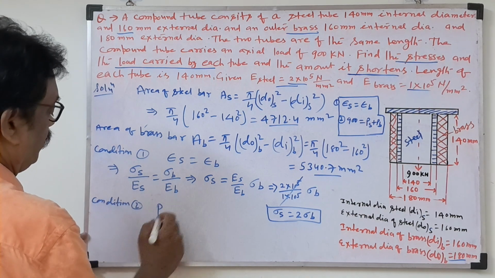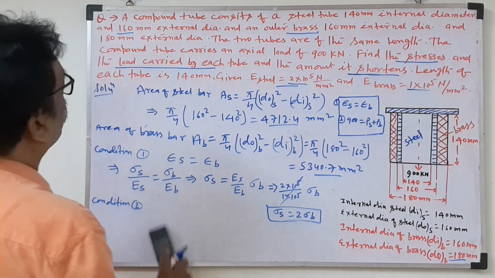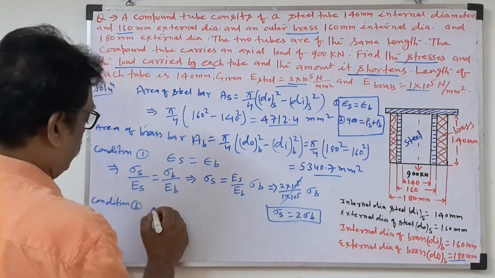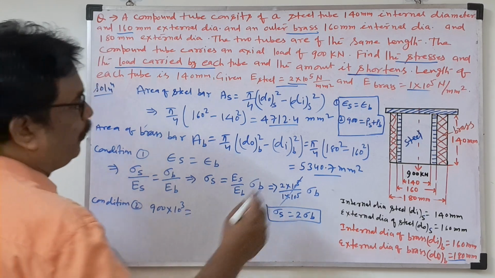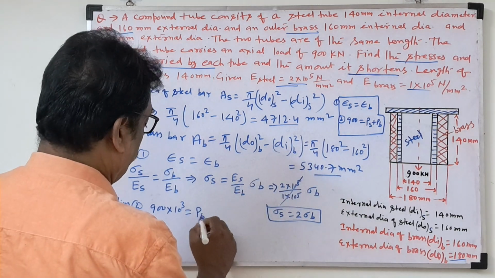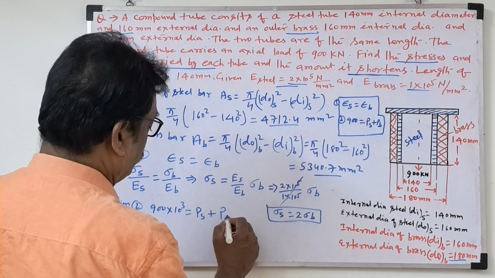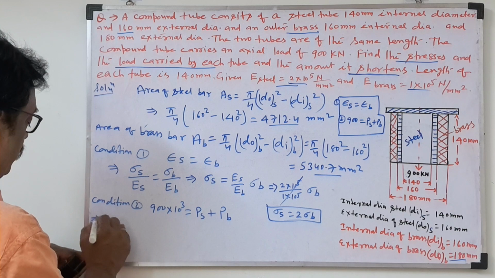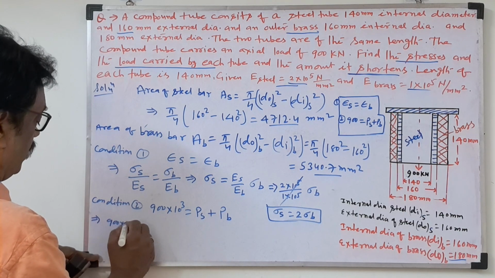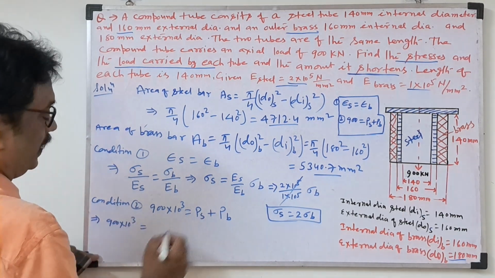Condition 2: we know P, the total load carried, is 900 kilonewton. So 900 into 10 power 3 is equal to P_S plus P_B, the load of steel and the load of brass. Now we'll write this formula here.